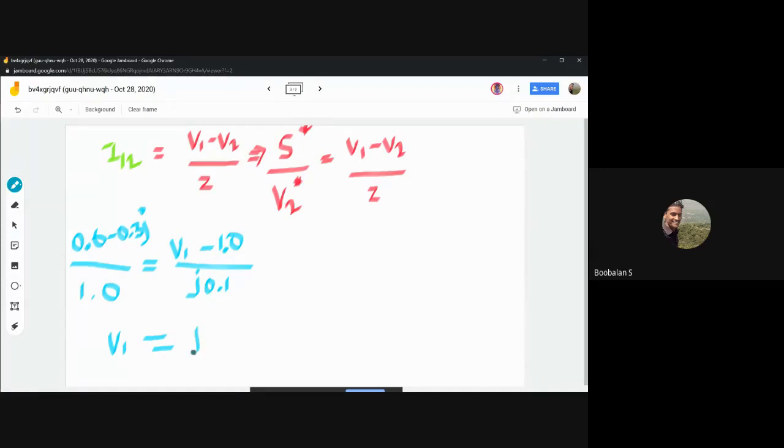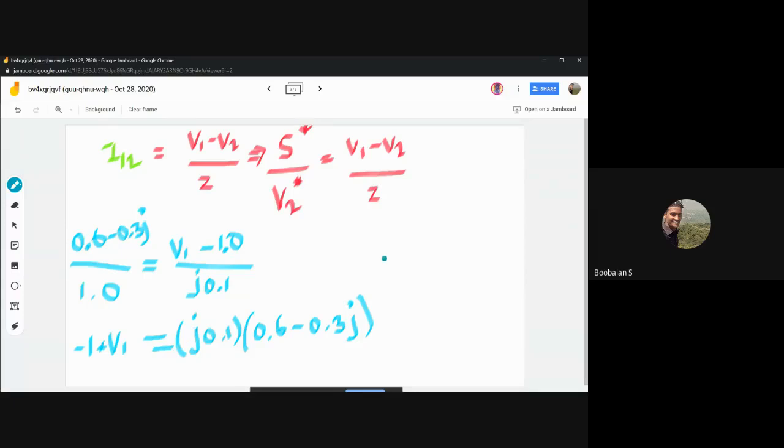So cross multiply. j times this term is multiplied with this term, and this term is multiplied with this term. So 0.6 minus 0.3j, and this one is now multiplied over here, right? So V1 into minus 1. So minus 1 will be over here. This minus 1 is now coming to my right side. It will become plus 1.